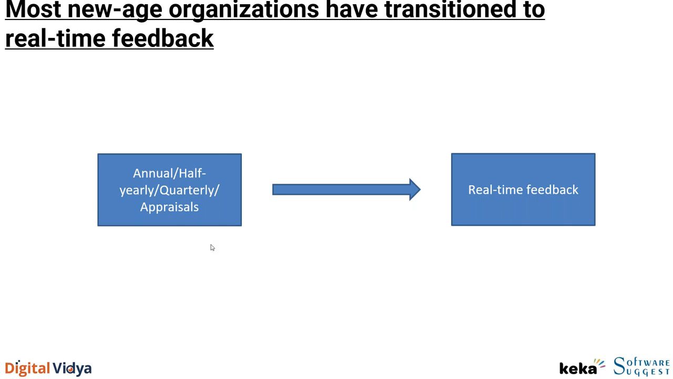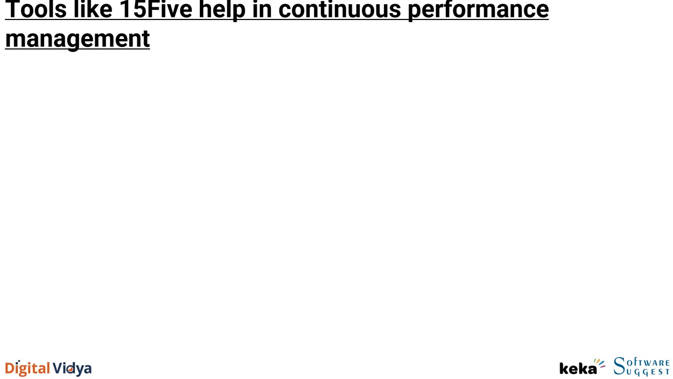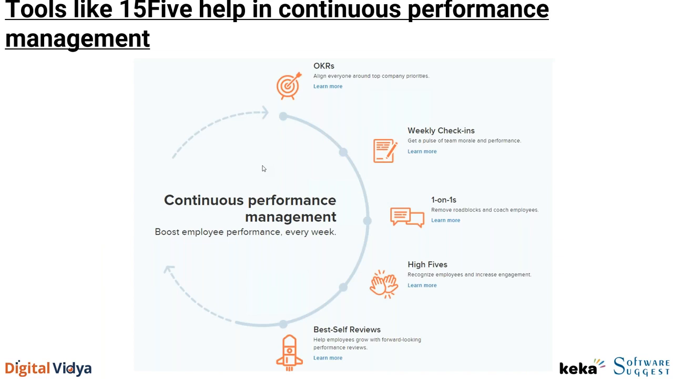One tool that I have tried personally and found very effective is called 15Five, spelled F-I-V-E, which is a continuous performance management tool. You can go to their site later and check it out, 15five.com. What they do is look at your objectives and key results. They have weekly check-ins. When you say 15-5, it means every week an employee spends 15 minutes answering specific questions on their objectives and result areas. They talk about what they did well and what they could have done better. It's like a 15-minute self-assessment.